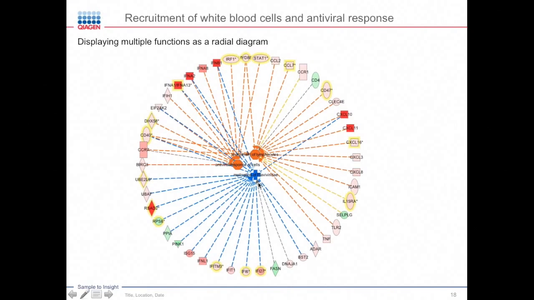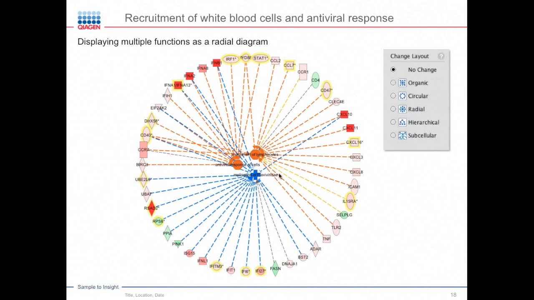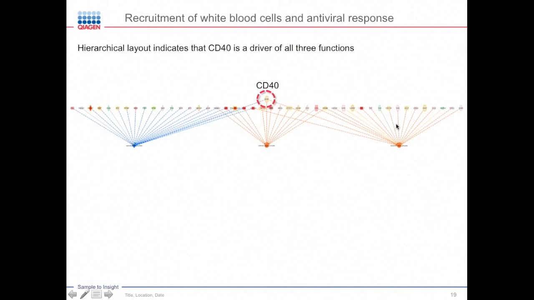Another thing we have that's new, though, is a new layout menu, which allows you to change the layout of these molecules, or these nodes, on this network, and you have these various choices. What's kind of neat is you can do a different one, like hierarchical, like this one, and I didn't do anything. I just clicked that button, and then it put CD40 at the top. And that's because it's connected to all 3. What that shows you is that CD40 can drive all 3 functions.